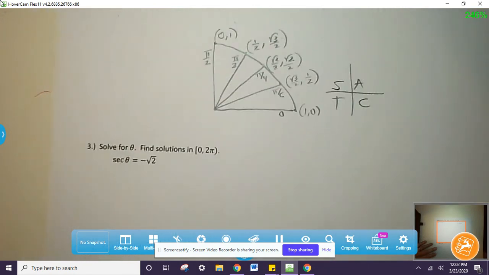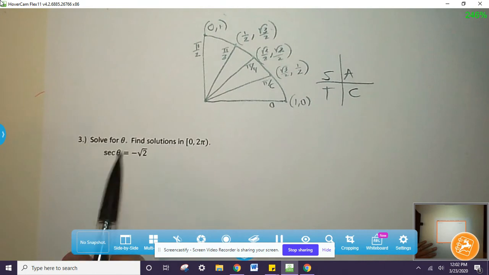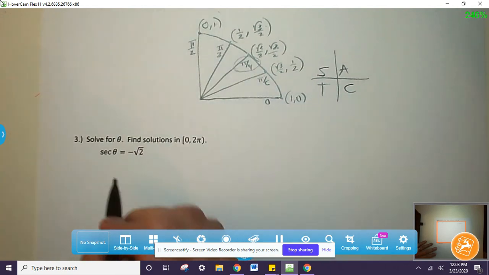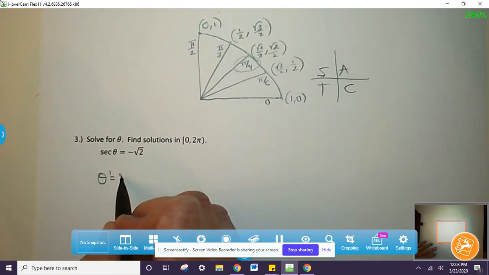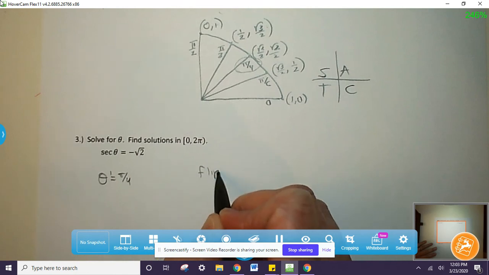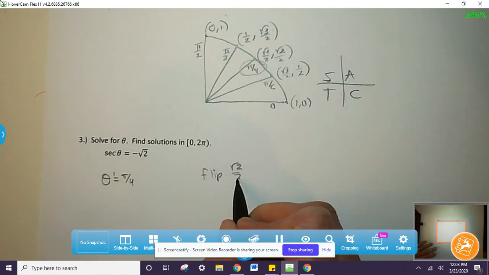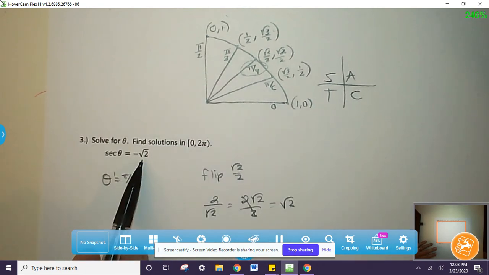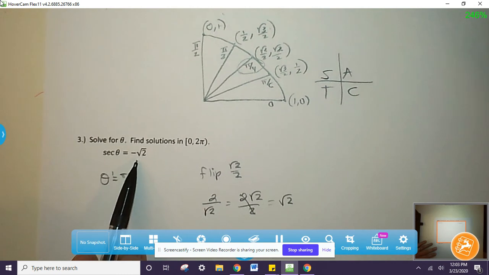And then if you're going to use this method for solving, one way to do it, because there are many ways to do this, is you would say, okay, if I want to find the thetas where secant is negative radical 2, let's first find out where secant is radical 2. That's going to involve pi over 4. That's your reference angle. Because if you flipped the radical 2 over 2, what you'll get is the radical 2. So you have the correct absolute value of the ratio.